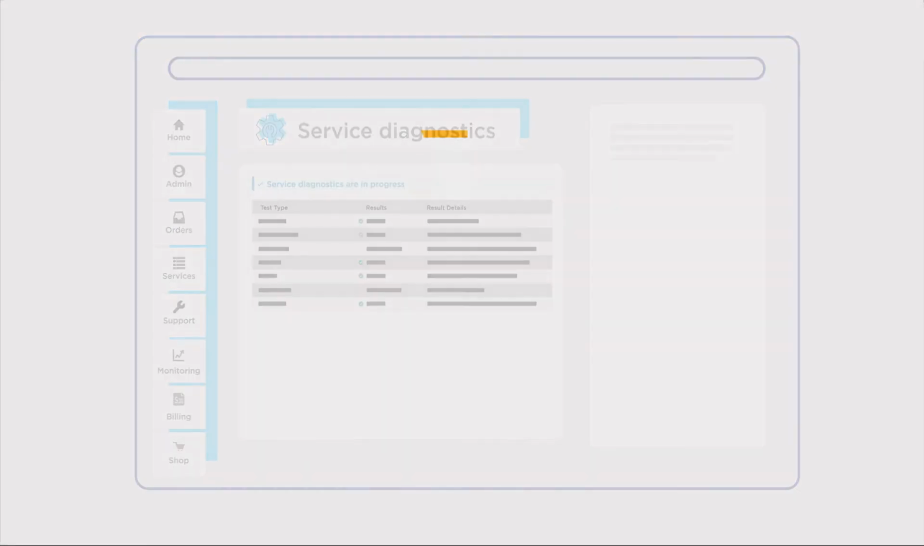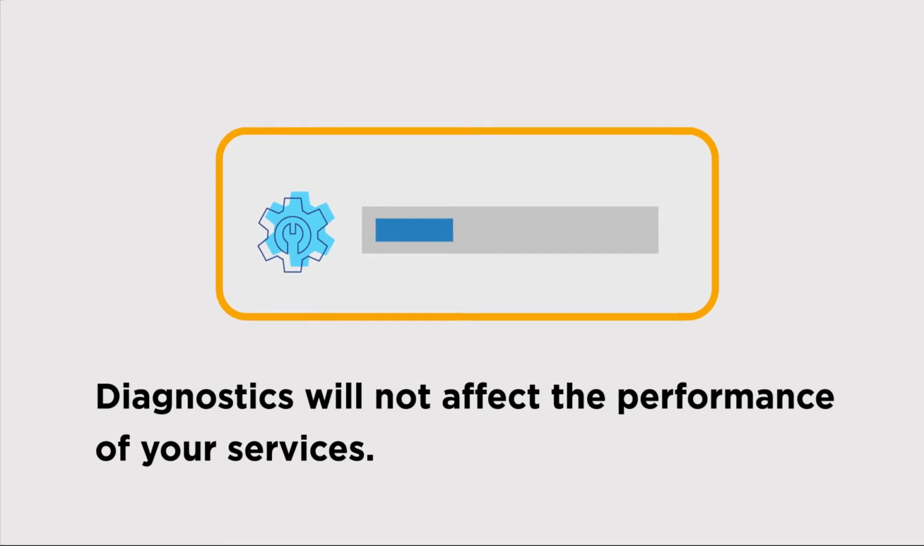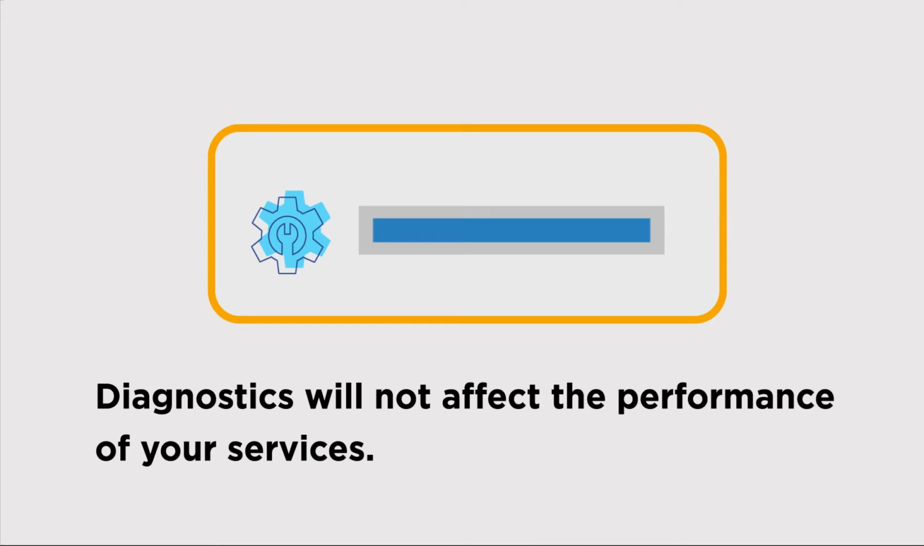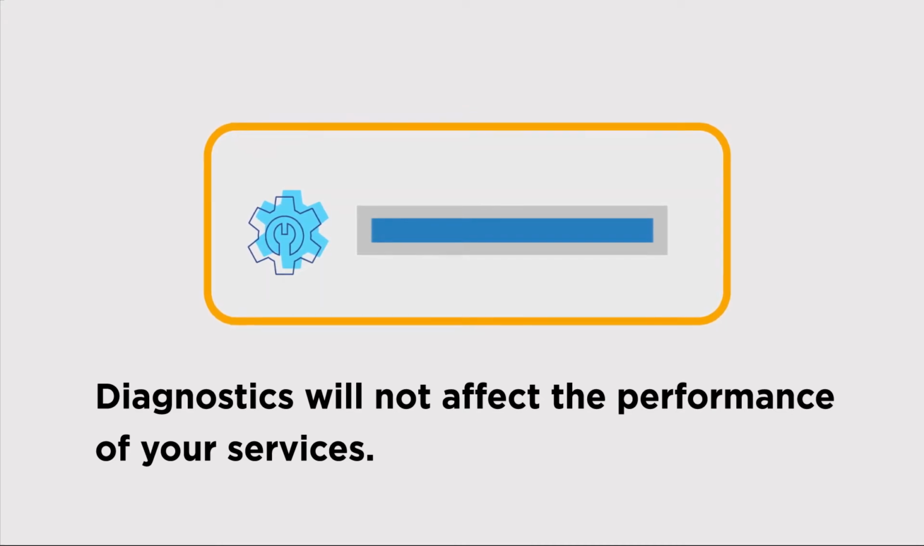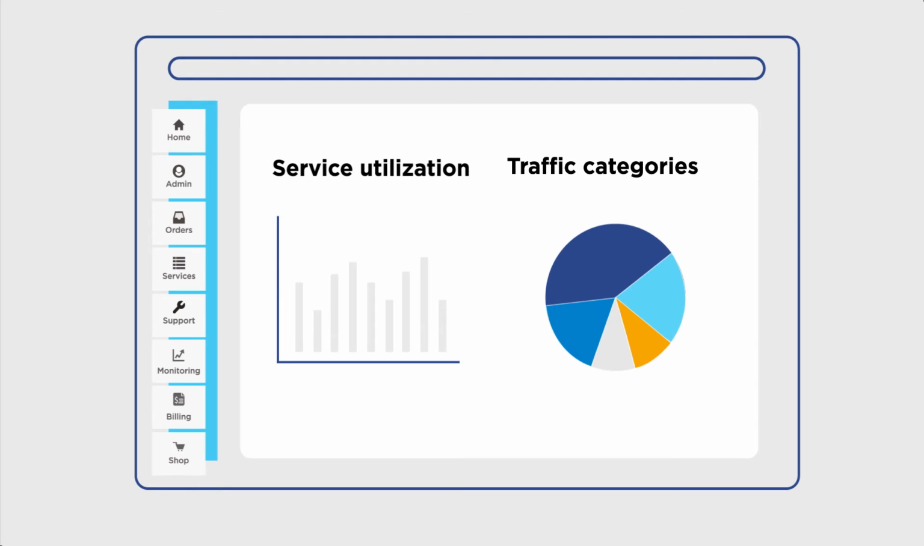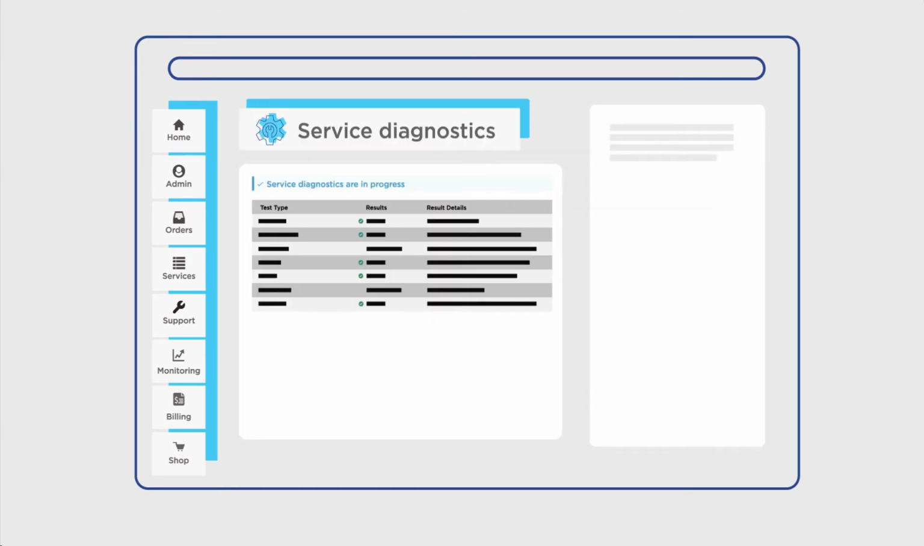Keep in mind, running the diagnostics will not affect the performance of your services. Once all the tests are complete, Control Center will walk you through any recommended actions. On this page, if available, you will also be able to see dynamic graphics that reflect service utilization and traffic categories. If running diagnostics and completing the recommended actions does not resolve your issue, you will be able to continue with creating a repair ticket.